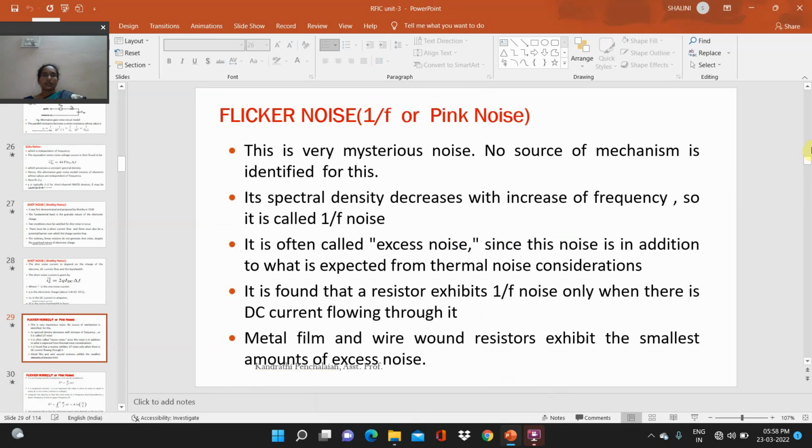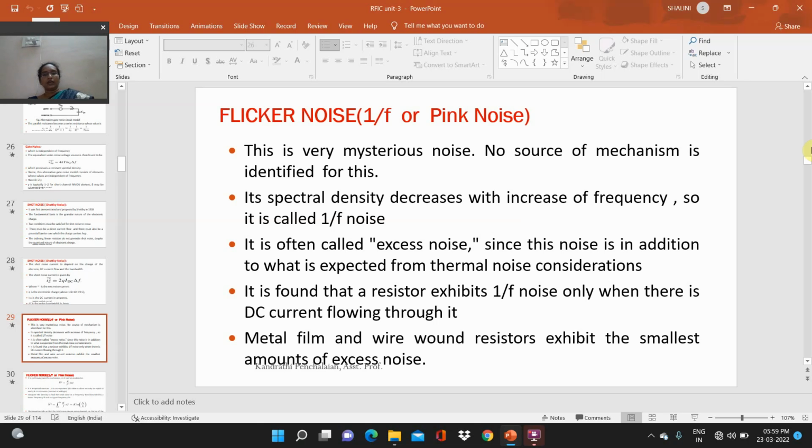This is a very mysterious noise. No source or mechanism has been identified for it. Its spectral density decreases with increase of frequency, so it is called 1 by f noise. It is often called excess noise since this noise is in addition to what is expected from thermal noise considerations.